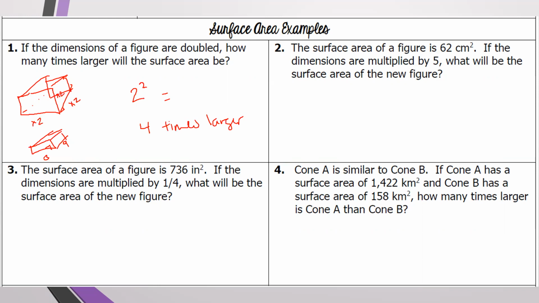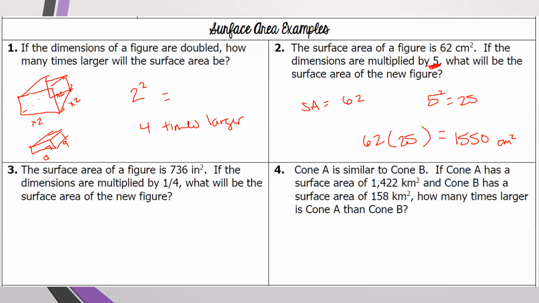In number 2, the surface area of a figure is 62. If the dimensions are multiplied by 5, what will be the surface area of the new figure? Okay, so if we're multiplying it by 5, that means the surface area is going to be 5 squared as big, 25. So you're going to take that 62 and multiply it by however much bigger it is. It's going to be 25 times as big. So the new surface area would be 1,550. And of course, it's a surface area, so it's centimeters squared.